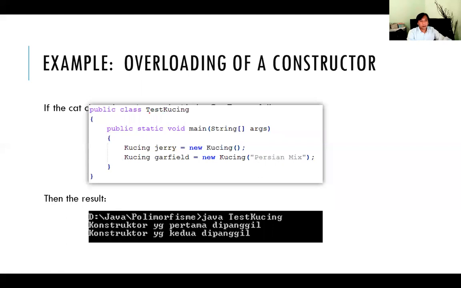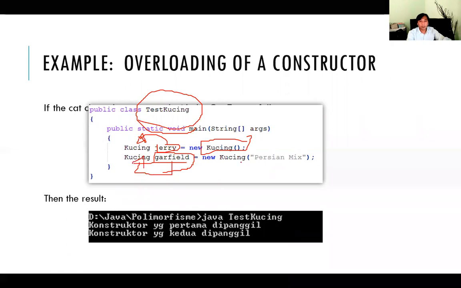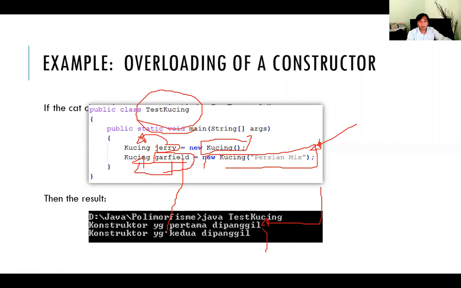So as you can see, when we are creating a main application, let's say we are creating the object Jerry from that class by using a constructor without parameter, and we are creating another object called Garfield by using the same class, right? But we are using a different constructor method, where we give a parameter inside the constructor. So as you can see, the result is also different. This is coming from the first constructor, and the object Garfield was coming from the second constructor.